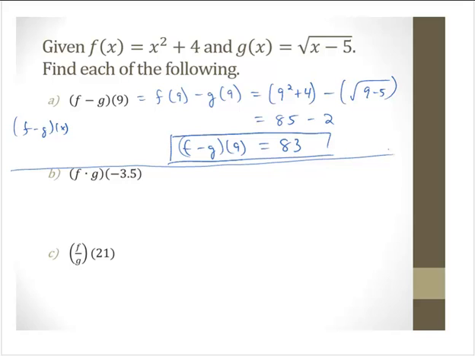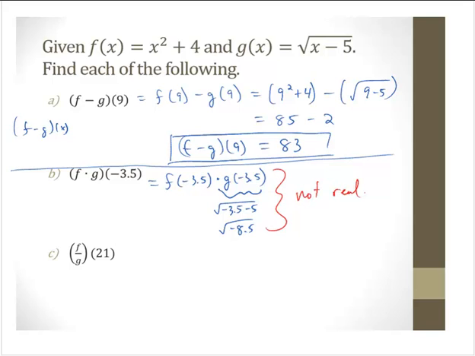f times g of negative 3.5, that would be f of negative 3.5 times g of negative 3.5. Now notice that g of negative 3.5 would mean the square root of negative 3.5 minus 5, and that's the square root of negative 8.5, and so this is a non-real value.